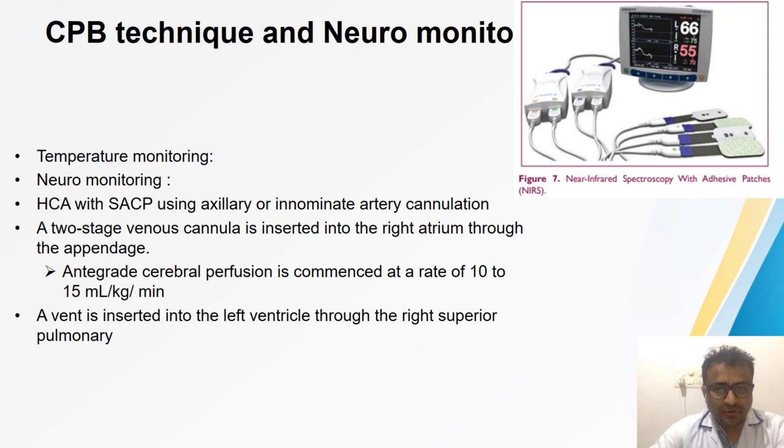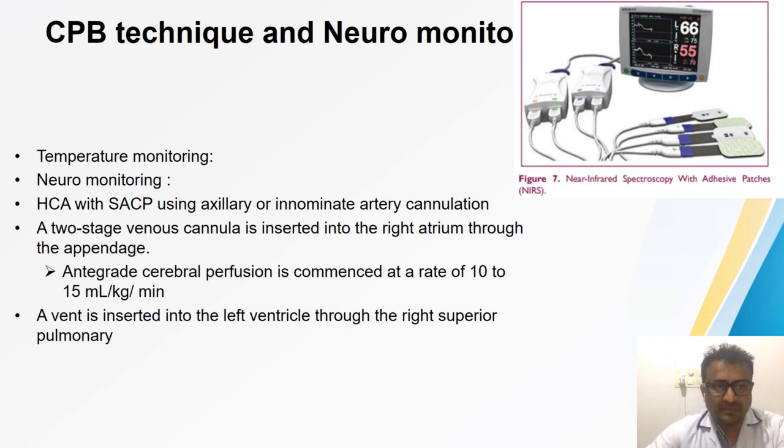For neuromonitoring, transcranial Doppler, EEG, electroencephalogram, or near infrared spectroscopy is available. You can see in the picture the saturation should be 60 to 70% on each side. A decrease of more than 20% from baseline indicates malperfusion to one of the hemispheres, and immediate action should be taken.